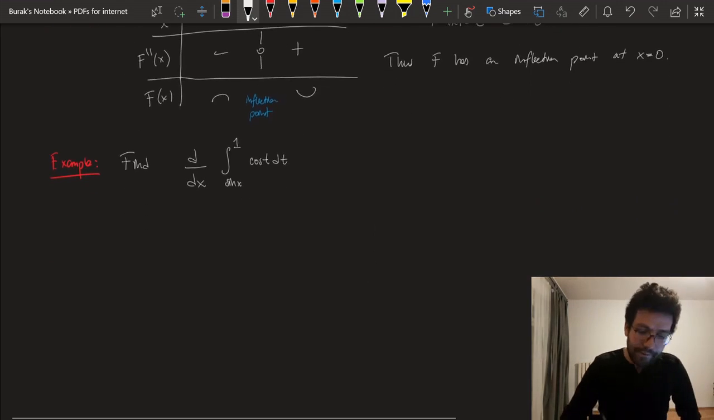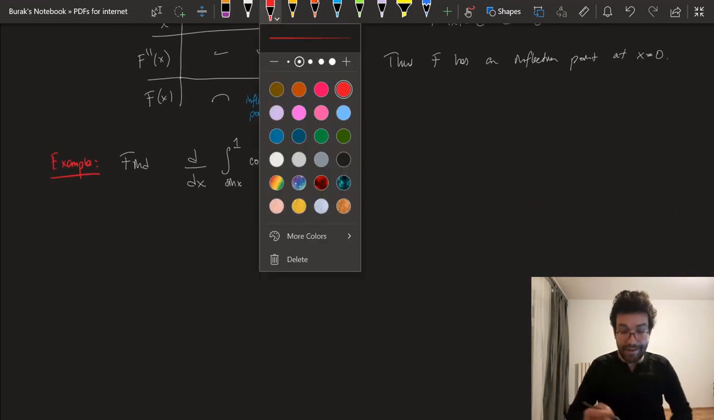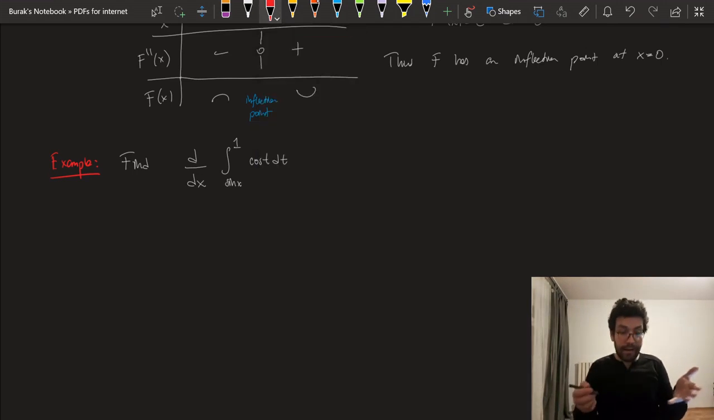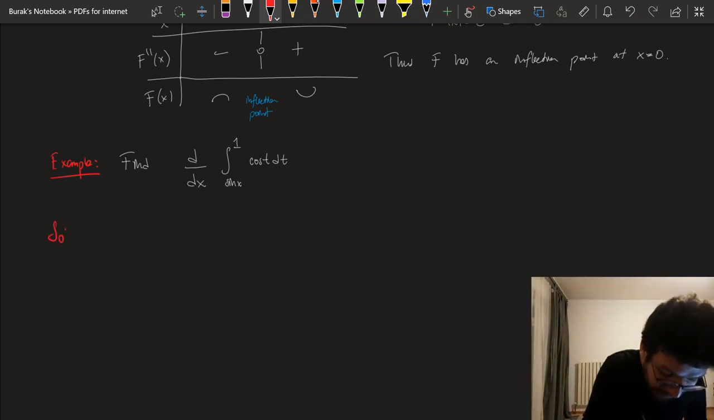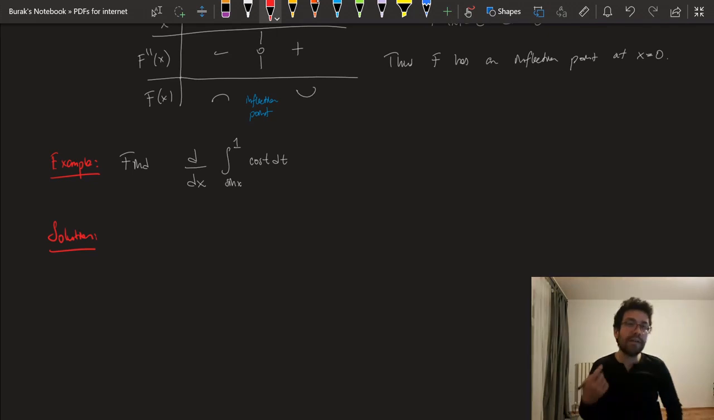So find this derivative. Pretend that, for some reason I can't think of right now, you ended up having to differentiate such a function. So what do you do? Now you're going to use the fundamental theorem of calculus, the first part, but you have to be careful.